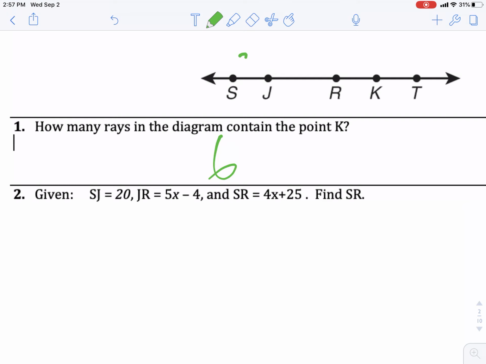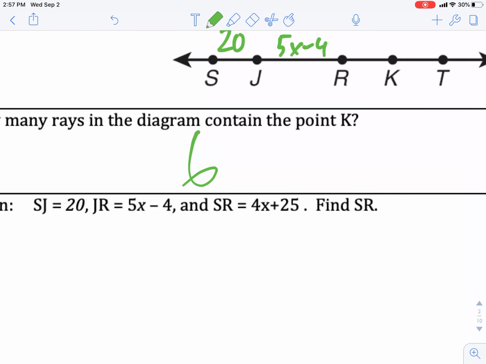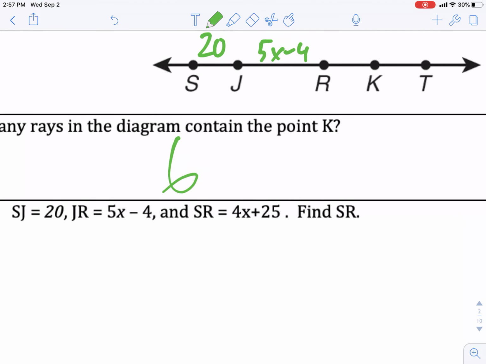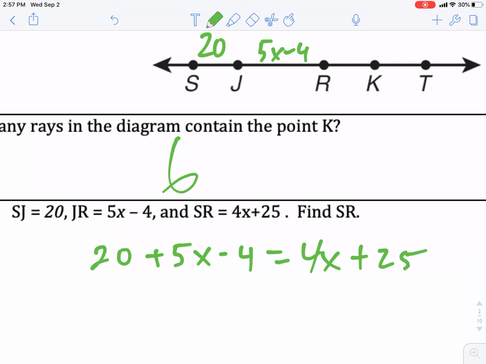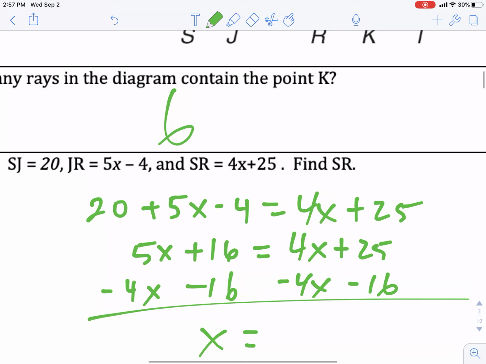All right, this one, SJ is 20, JR is 5x minus 4, and then SR is 4x plus 25. It's part plus part equals whole, segment addition. So we're going to add the 2 parts together, equal to the whole of 4x plus 25. Combine our like terms, 5x plus 16 equals 4x plus 25. Subtract the 4x, subtract the 16. And we get x is equal to 9.